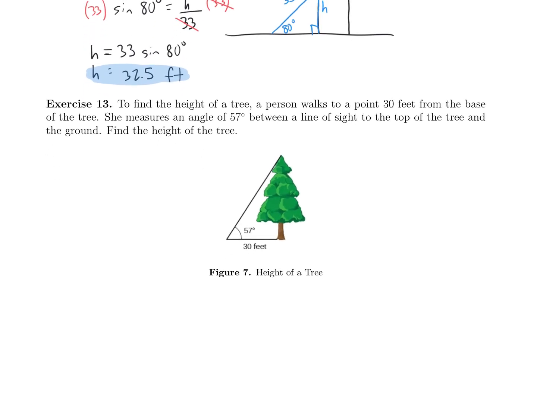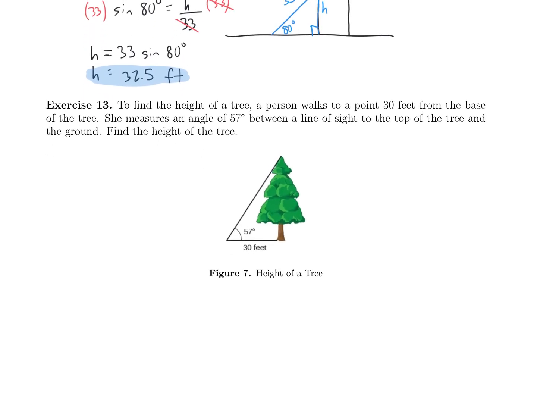Okay, for the last problem of this section, they have a picture already there for us, and it says to find the height of a tree, a person walks to a point 30 feet from the base of the tree. So here's our 30 feet from the base of the tree. She measures an angle of 57. This is an angle of elevation because her line of sight is above the horizontal. All right. And they want us to find the height of the tree.